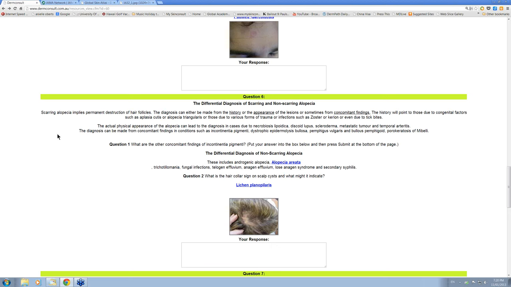But if we're going to look at the scarring types of alopecia, how do you know that scarring's occurred? Because there's no opening of hair follicles on that surface. The surface will be bald without those openings of hair follicles. It can be bald in alopecia areata, but you've still got the opening of the follicles there. There can be congenital types of scarring alopecia, such as aplasia cutis or alopecia triangularis.